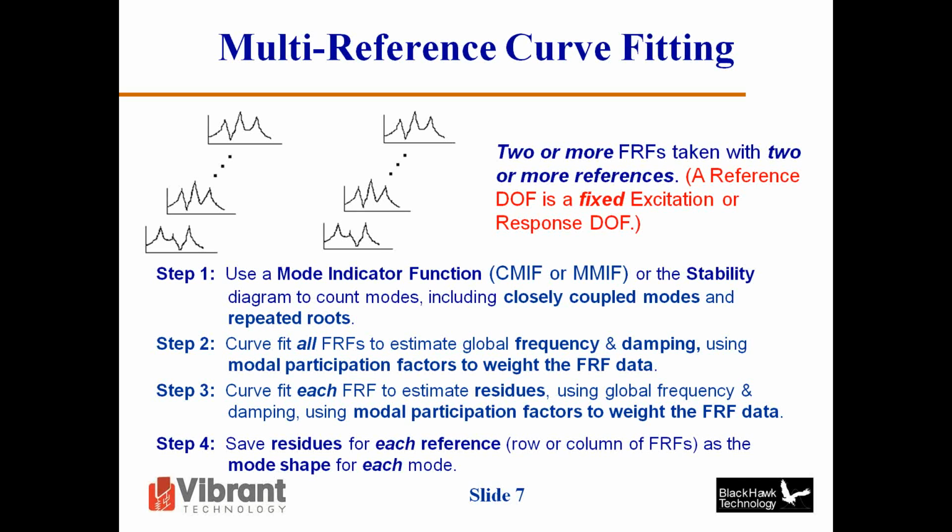The second step then is to basically do a global fit. Whether we're doing a stability diagram or the polynomial fit, we're going to use them both. We get frequency and damping first, and we use what are called modal participation factors to weight the various references of data. So if we've got 2 references, we use participation to weight that data when we go into the curve fitter.